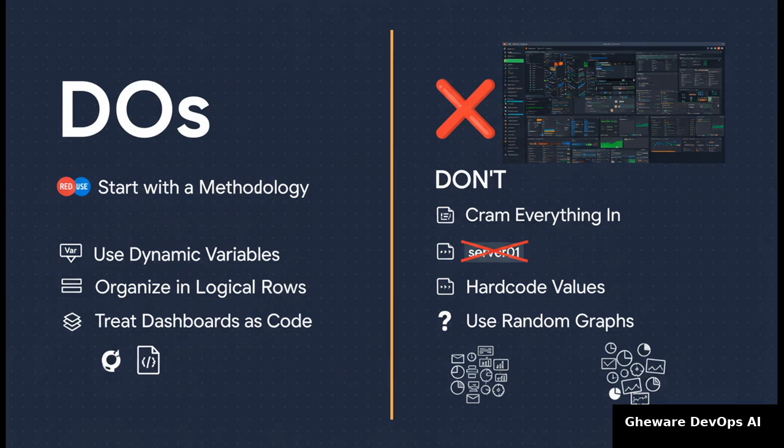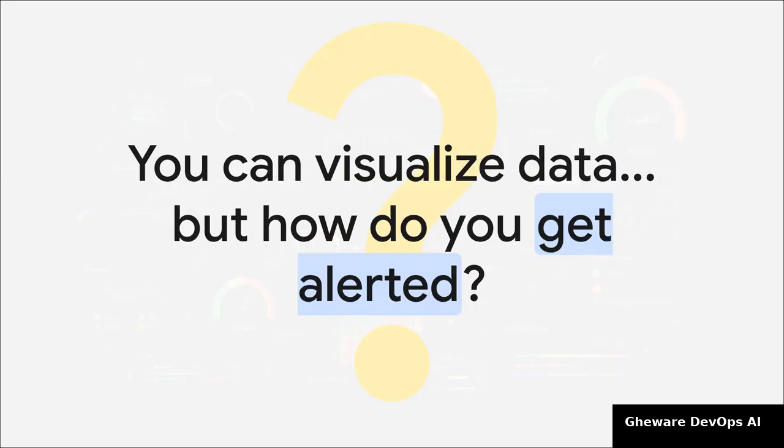And seriously, a final pro tip: check how it looks on your phone. You'll be so glad you did when that alert wakes you up at 3 a.m. So there you have it. You now have the skills to build truly production-grade dashboards that can show you when there's a problem.